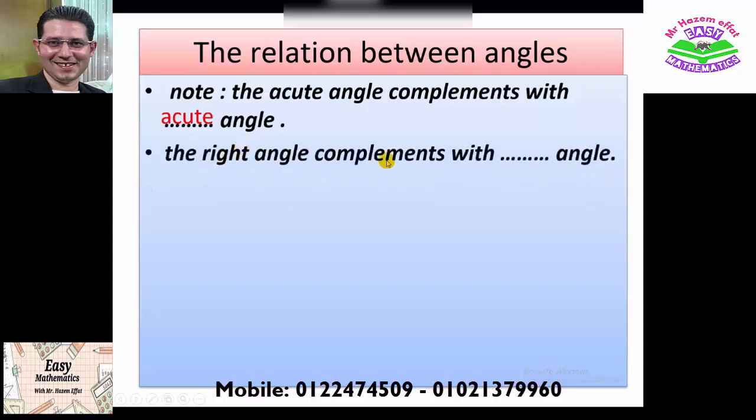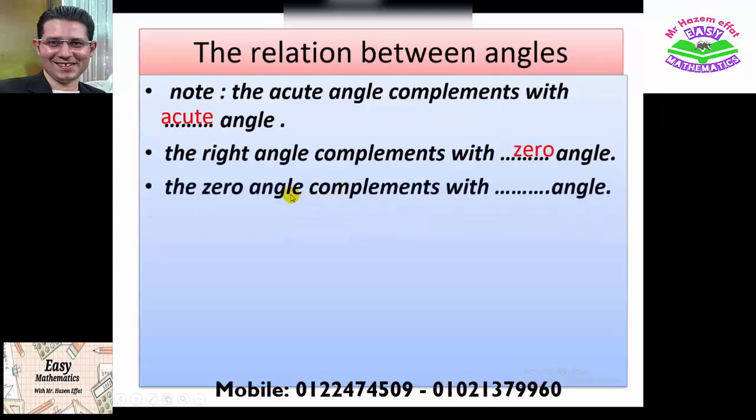The right angle complements with what angle? By using the previous rule, if we subtract 90 from 90, it will be equal to 0. So the right angle complements with what angle? What's the type of this angle? Yes, it will be a zero angle. This is the opposite. The zero angle complements with what? Yes, it will be a right angle.